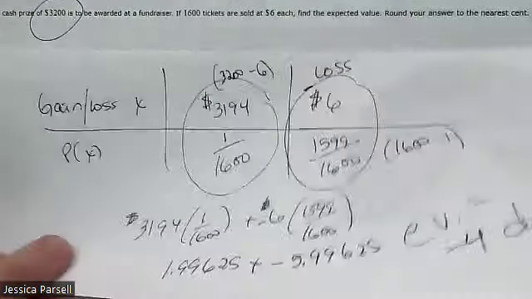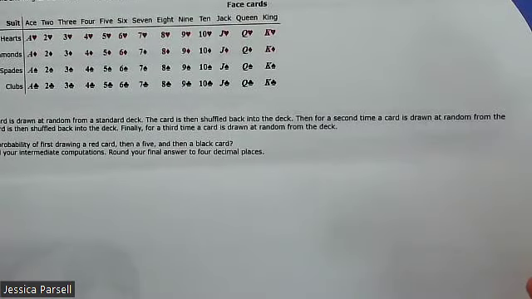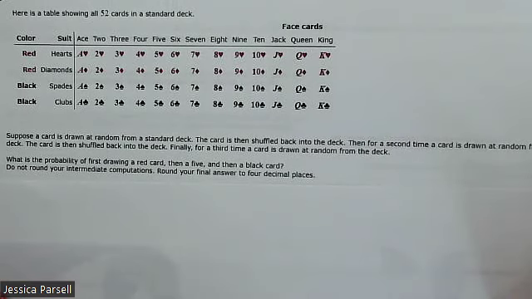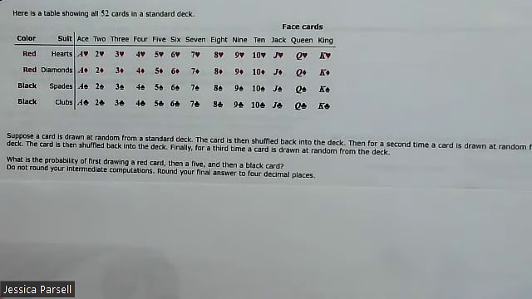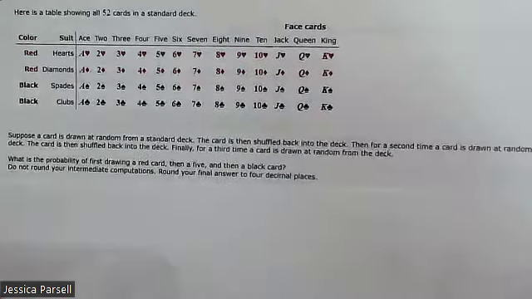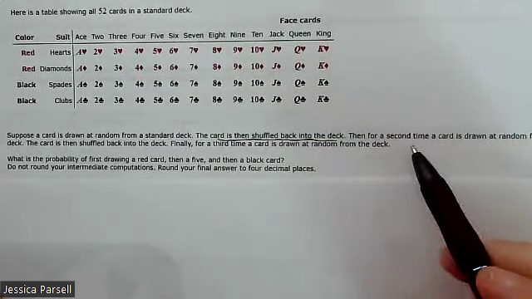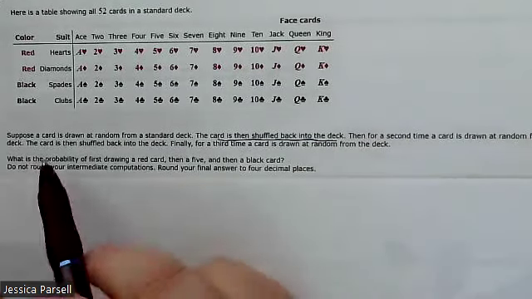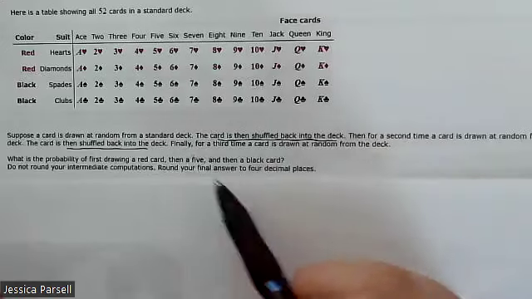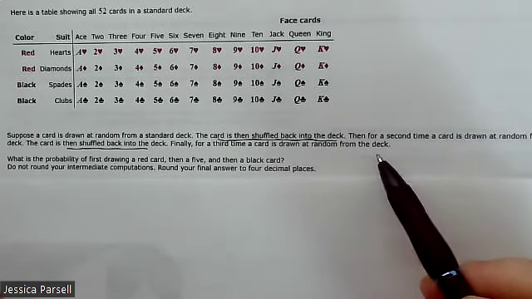All right, what's the number 2 most missed concept? So here it is. So we've got 52 cards in a standard deck. Suppose a card is drawn at random from a standard deck. The card is then shuffled back into the deck. All right, so that means the card went back in and we reset. Then for a second time, a card is drawn at random from the deck, and then that card is also shuffled back into the deck. Finally, for a third time, a card is drawn at random from the deck.